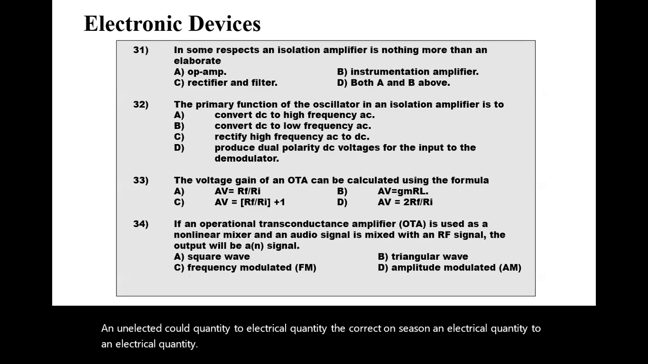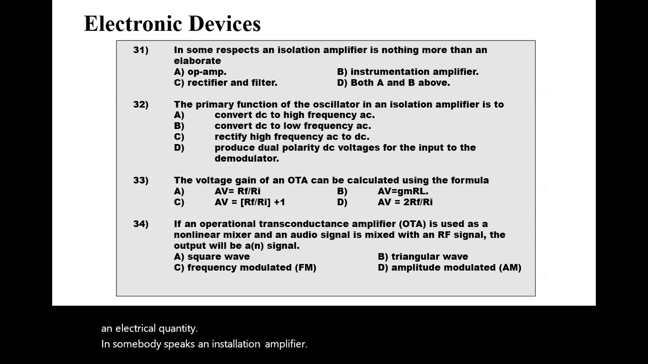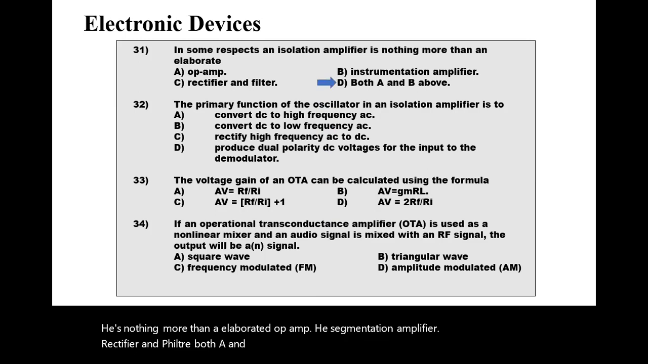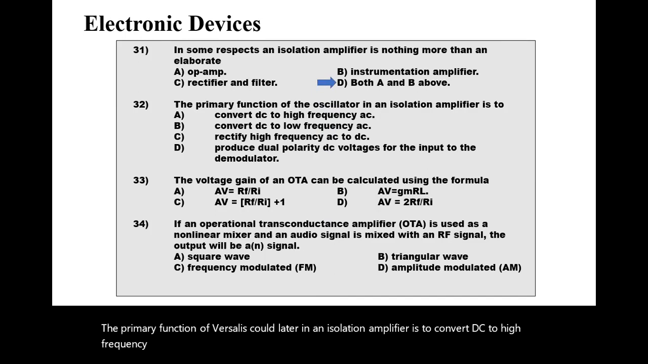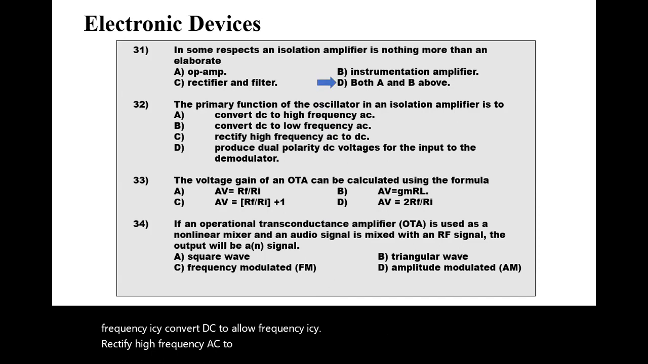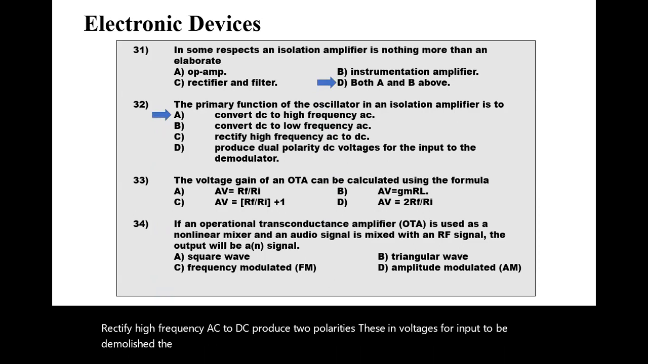In some respects, an isolation amplifier is nothing more than an elaborated op-amp, instrumentation amplifier, rectifier and filter, both A and B. Correct answer is both A and B. It's an op-amp as well as an instrumentation amplifier. The primary function of the oscillator in an isolation amplifier is to convert DC to high frequency AC, convert DC to a low frequency AC, rectify high frequency AC to DC, produce dual polarities DC voltages for input to the demodulator. Correct answer, convert DC to high frequency AC.